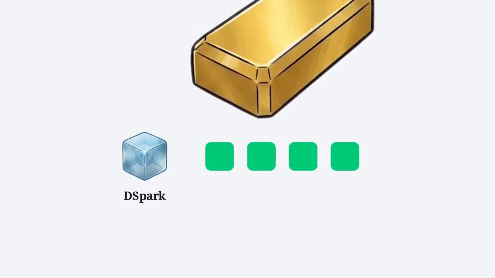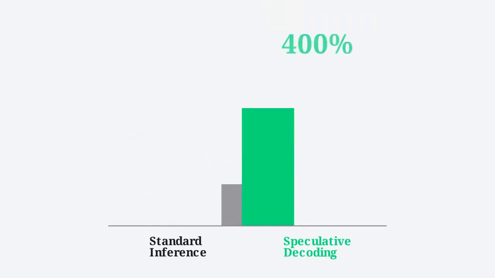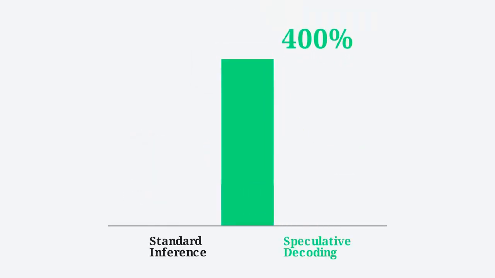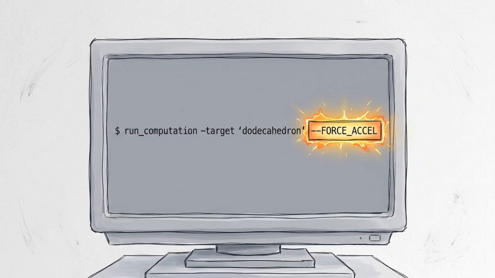A lightweight draft model guesses several future tokens at once. The massive main model then verifies those guesses in a single parallel pass. If correct, the engine generates multiple tokens simultaneously, increasing raw throughput by up to 400%.